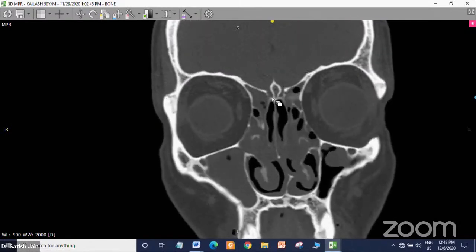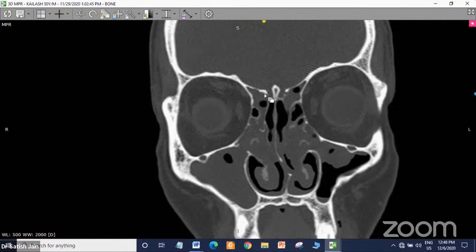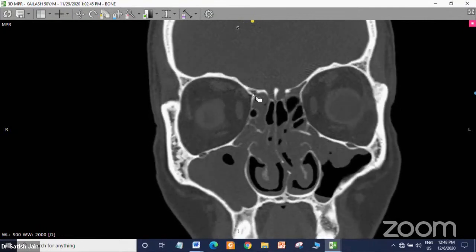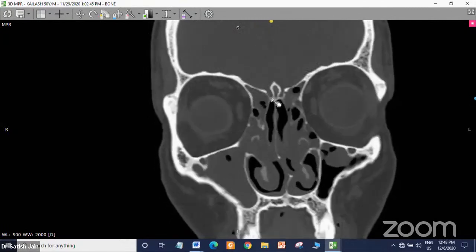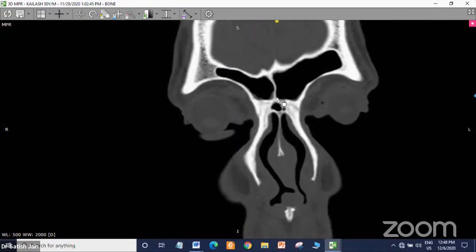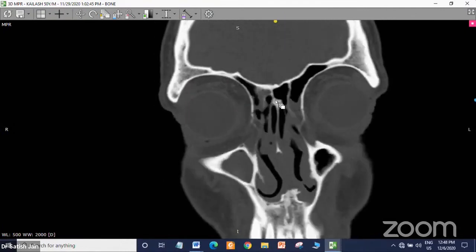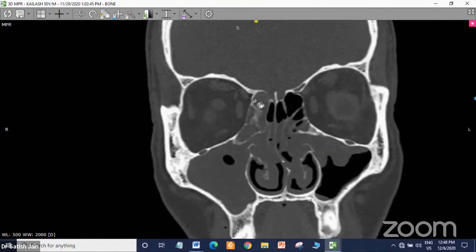This is crista galli. And at this point, see this canal emerging from the orbit going to the skull base. This is the orbitocranial canal harboring the anterior ethmoidal artery. If I come anteriorly, this is the frontal sinus. Now I am going posteriorly. See how posterior the anterior ethmoidal artery is.